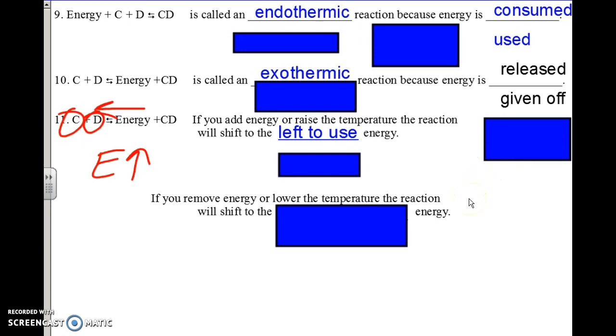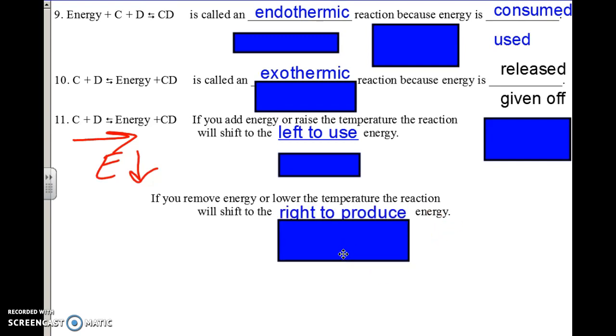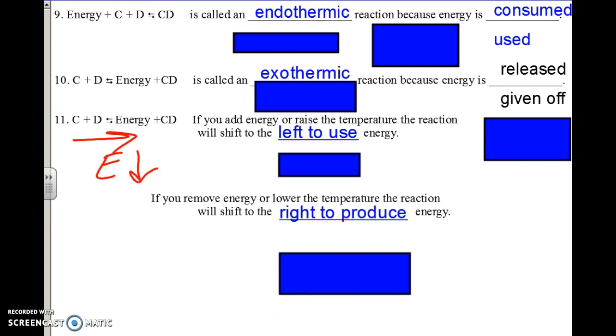If you remove energy from this particular chemical reaction, so energy levels go down, the reaction is going to try to replace that energy that is being removed. So it would shift this direction to try to replace that energy. So it would shift to the right to produce energy.